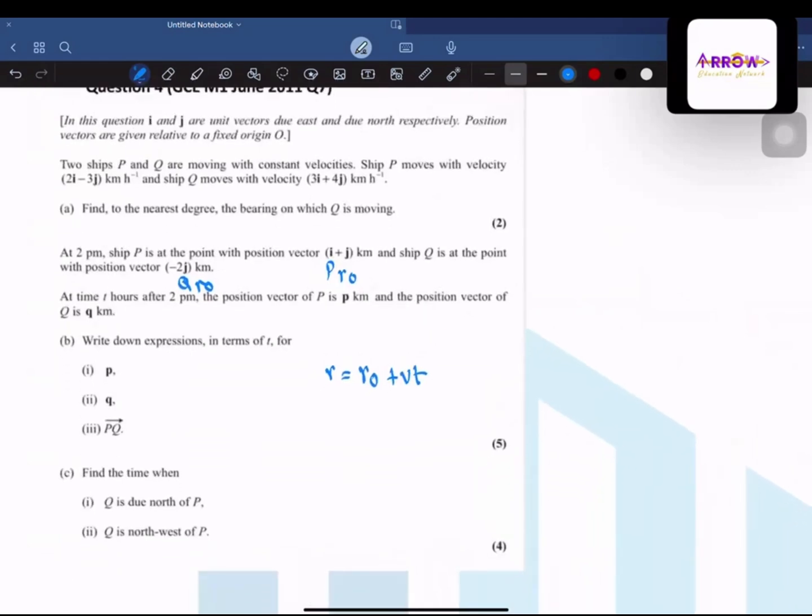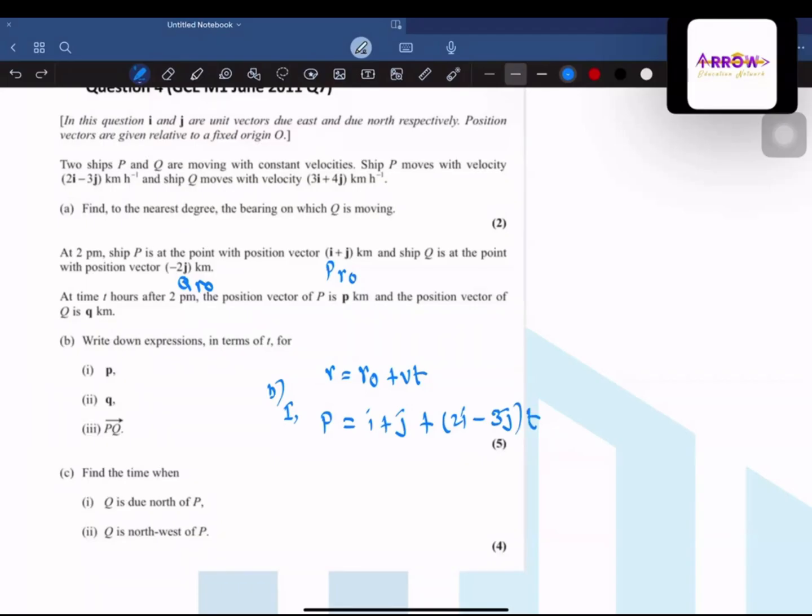As far as ship P is concerned, I'm first attempting part B, part 1. The position vector of ship P is small p. According to the terms used in the question, I'm going to write this r specifically as p, which means the position vector of ship P. The initial position vector r naught of ship P is i plus j, and the constant velocity vector for ship P is 2i minus 3j. If you just leave your answer in this form, it is also perfectly fine.